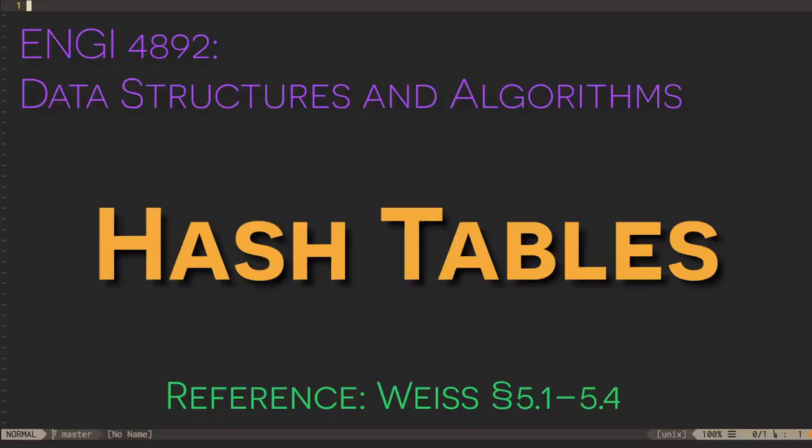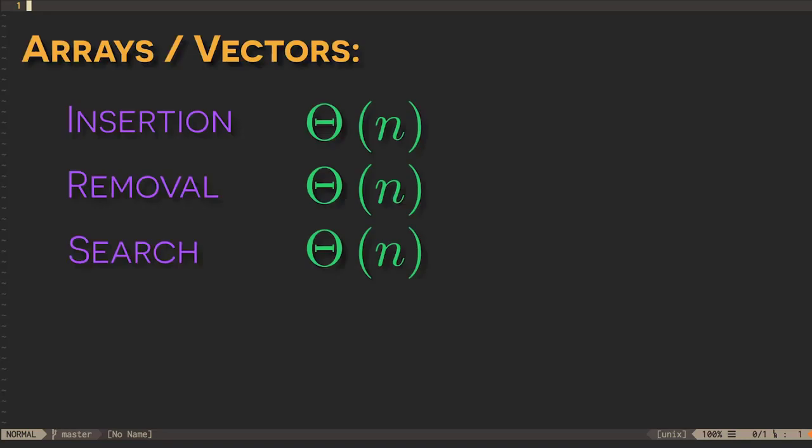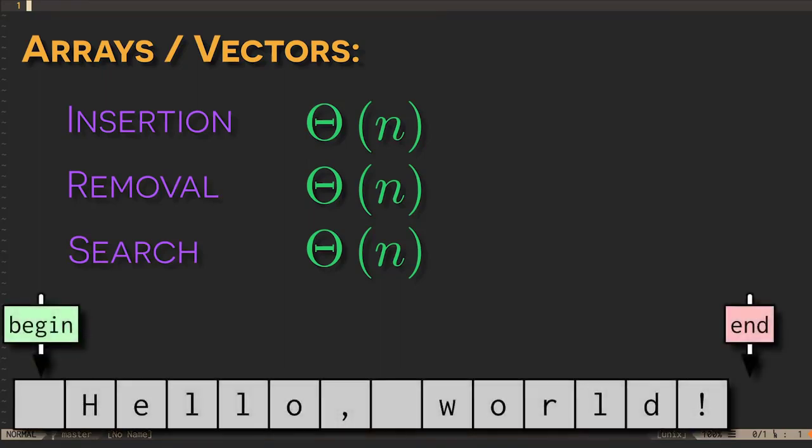In this video, we'll introduce the hash table, a simple but extremely useful data structure. Thus far in the course, we've seen a number of data structures for storing values. Contiguous data structures, arrays and vectors, support constant time lookup by index, but linear time search. Insertion and removal time depends on location.